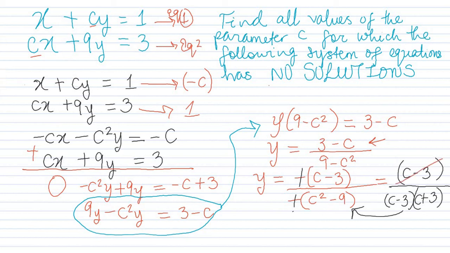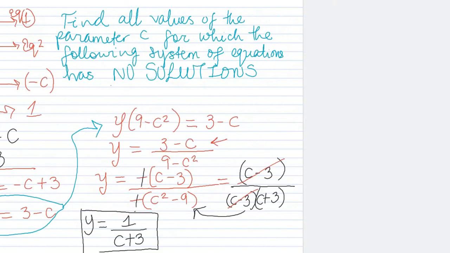So we're going to cancel this here and cancel this here. So our answer is now going to be y equals 1 over (c plus 3). And now remember what the question asked: find all the values of the parameter c for which the following system of equations has no solution. Well, we just found out that y equals 1 over (c plus 3).